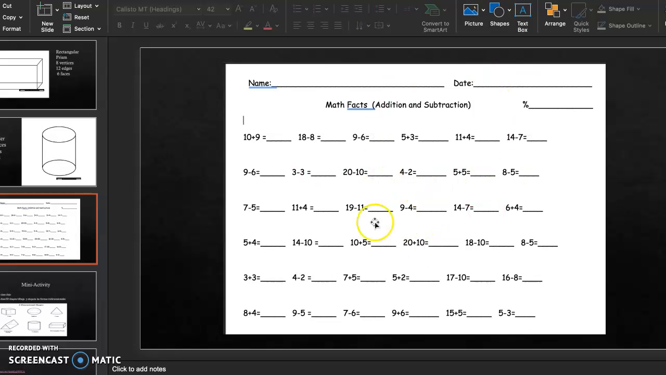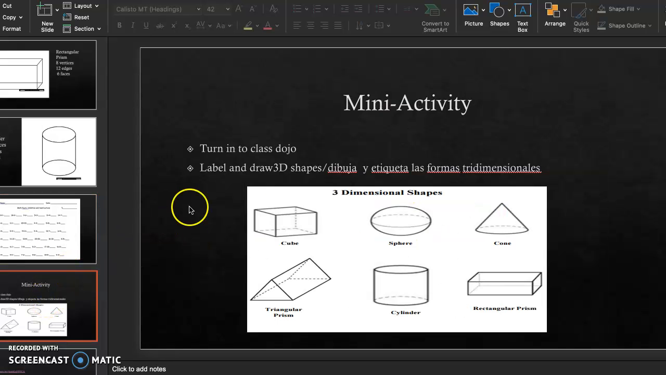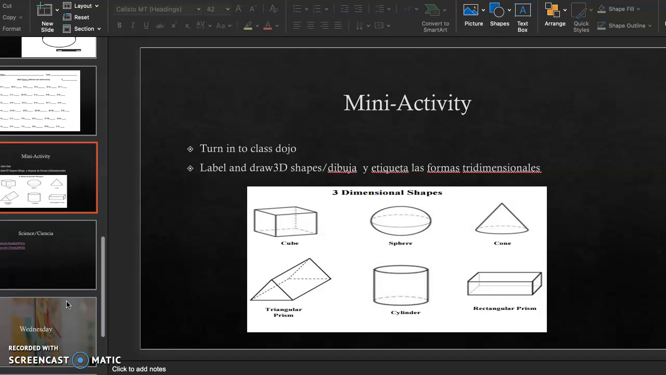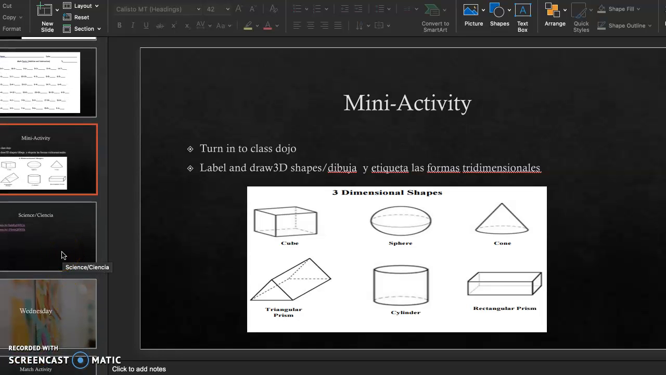And then here we have your math facts. Then this is the activity that you will be doing at home, and then you're going to be turning that in on Google Classroom. Okay.